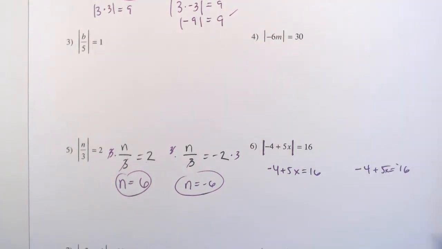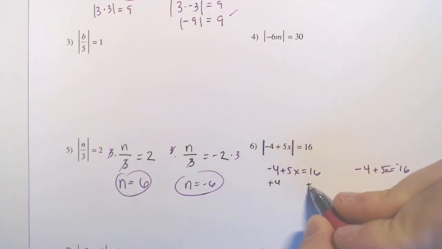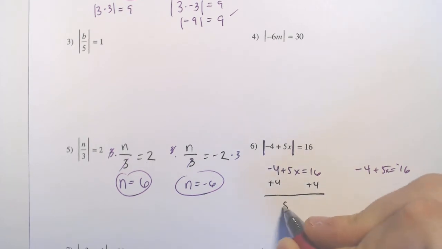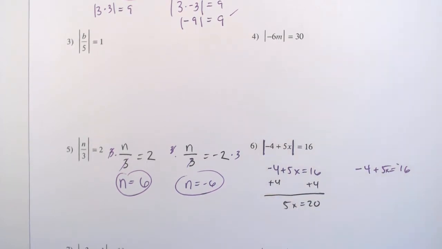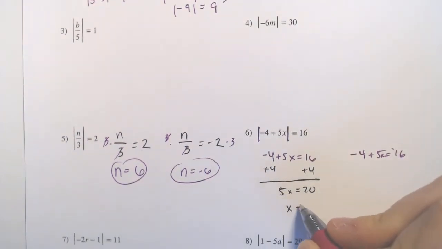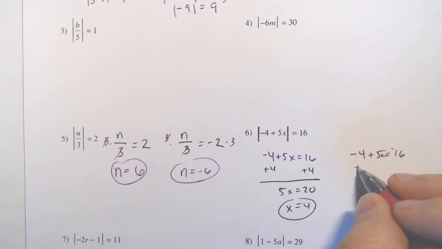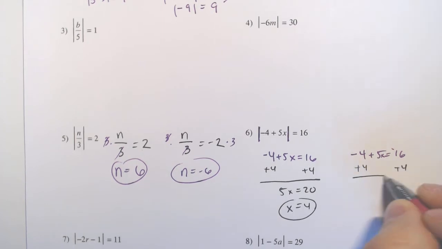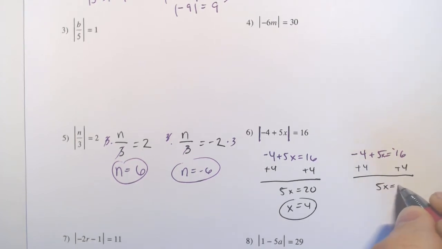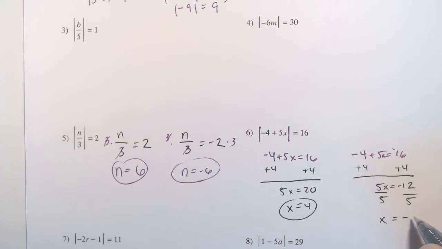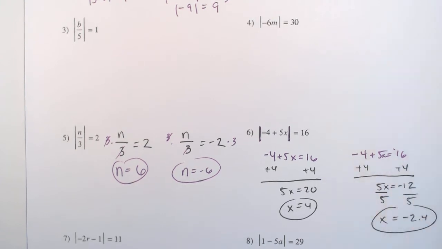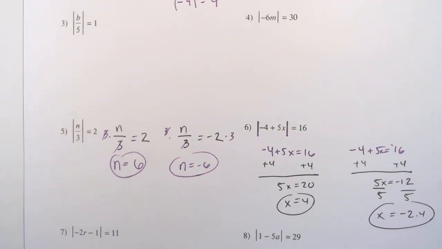And then I solve like a normal equation. I'm going to add 4 and add 4. And I get 5x is equal to 20. And I divide by 5 and I get 4. And over here I would have to add 4 and add 4, which won't equal 20, but it does equal a number. It's negative 12. Negative 16 plus 4 is negative 12. And we divide, and we get x is equal to negative 2.4. So we get an answer both times. Not a big deal.